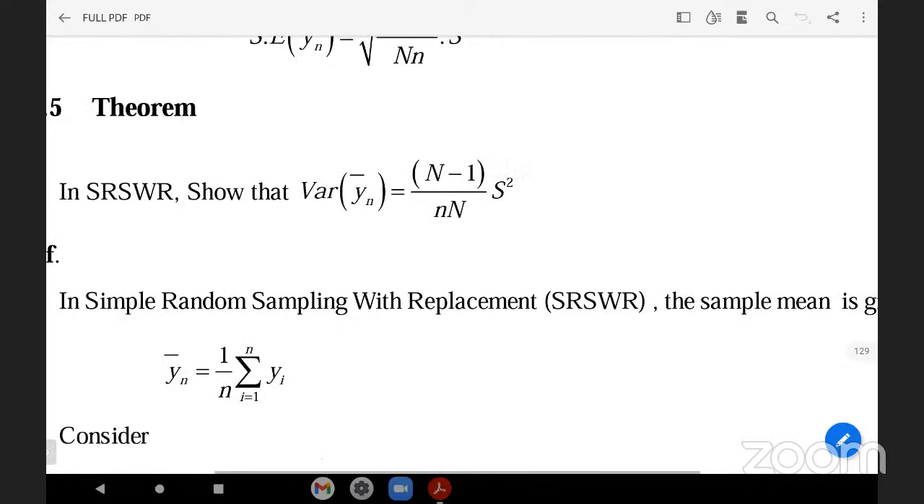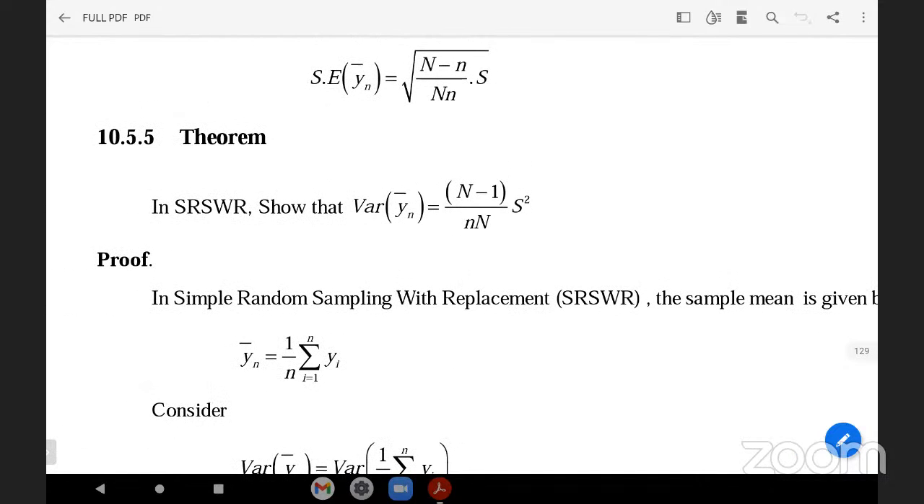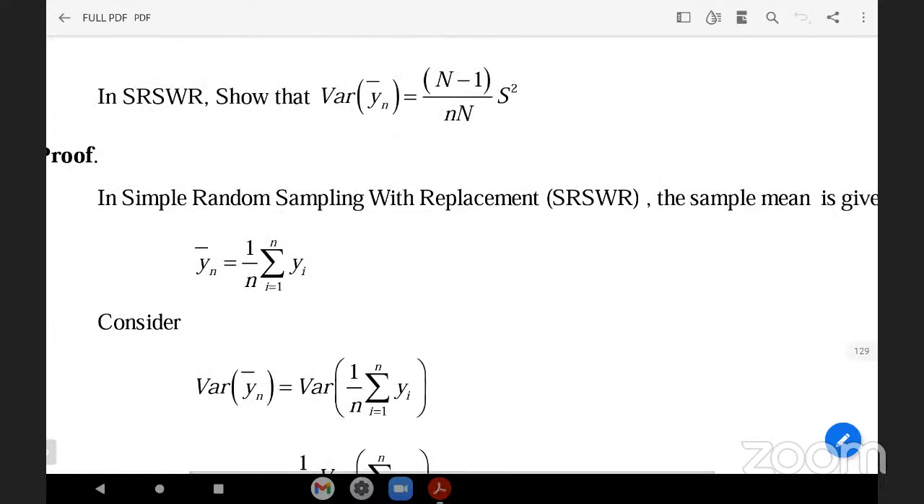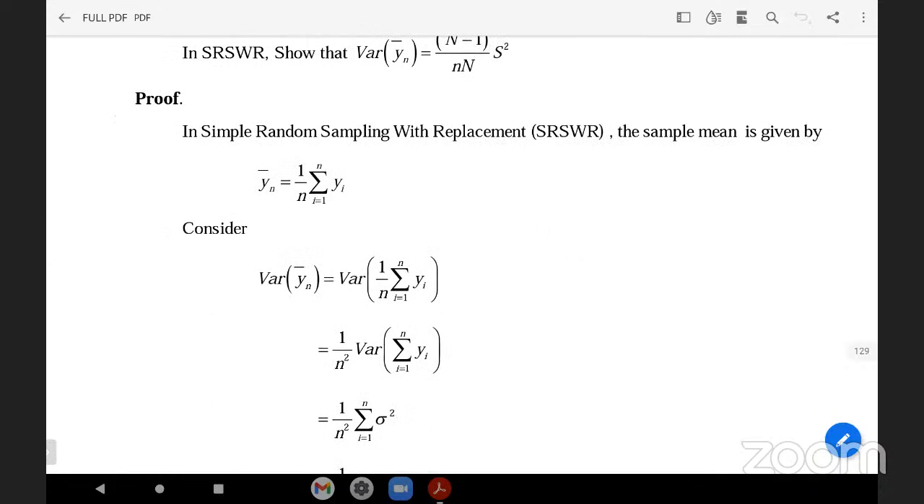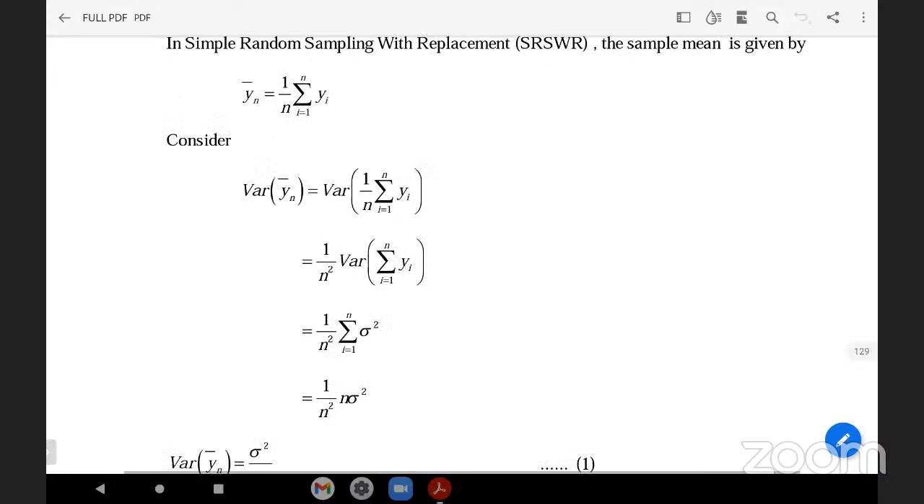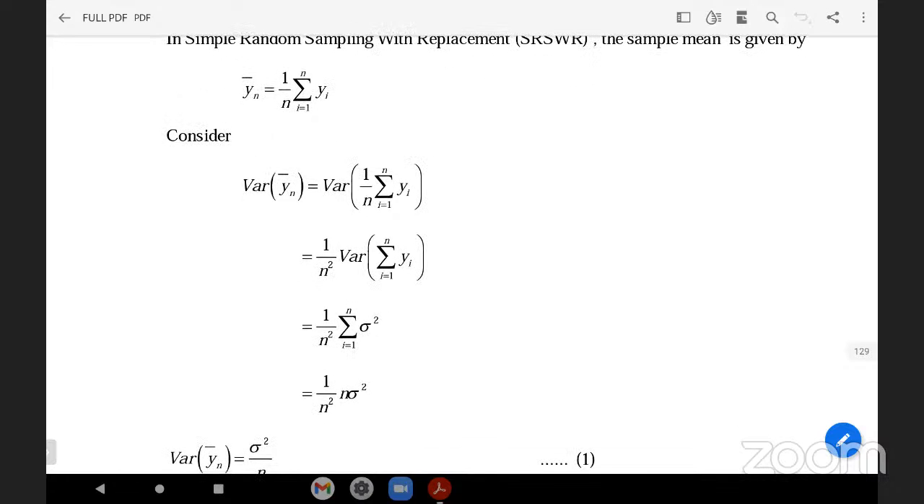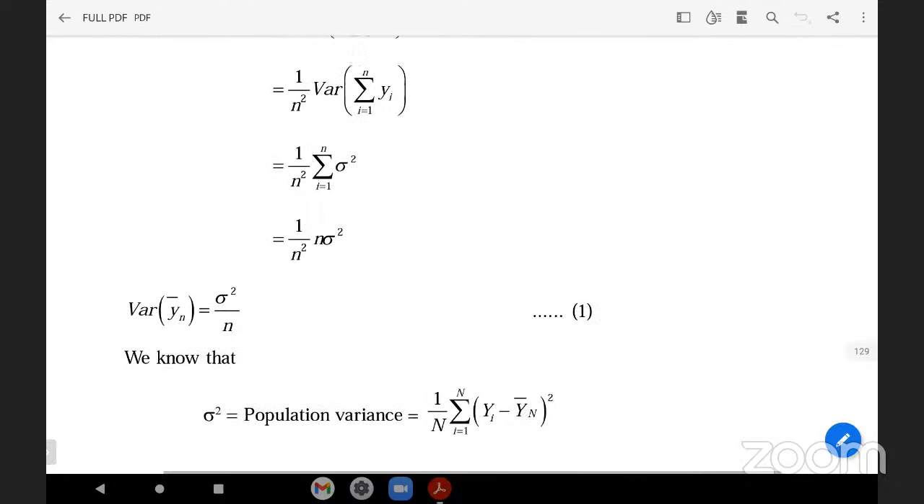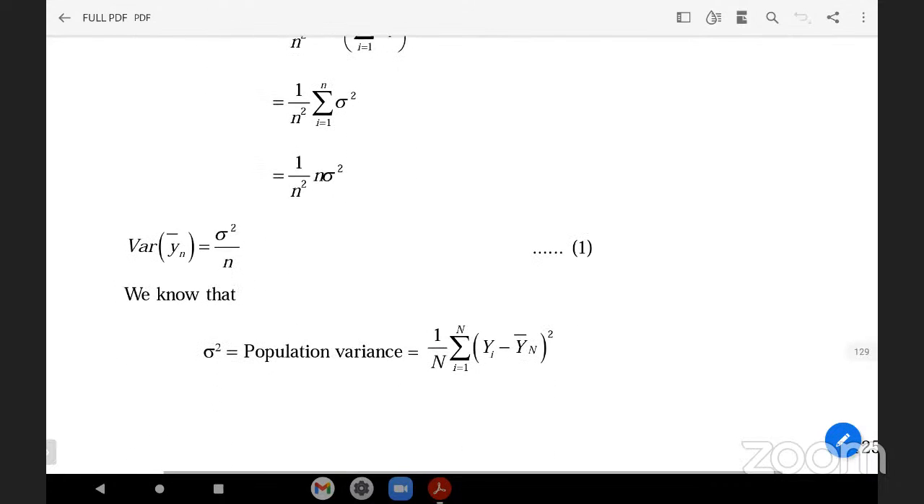SWOR means sampling without replacement, and SWR means sampling with replacement. If I take the with-replacement case and check the variance, it is capital N minus 1 by n into capital N into S square. Here y n bar equal to summation yi by n. Variance of y n bar equals variance of summation yi by n, that is variance of summation yi by n square, so summation sigma square by n square. So n square by n into n cancels, giving sigma square by n.